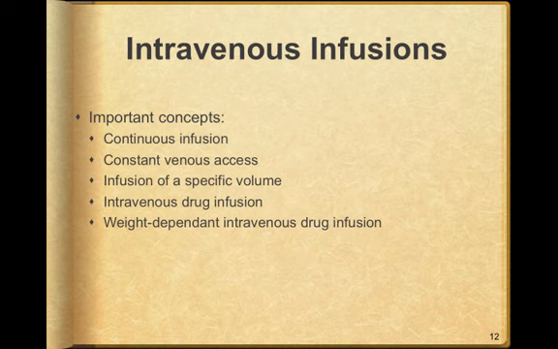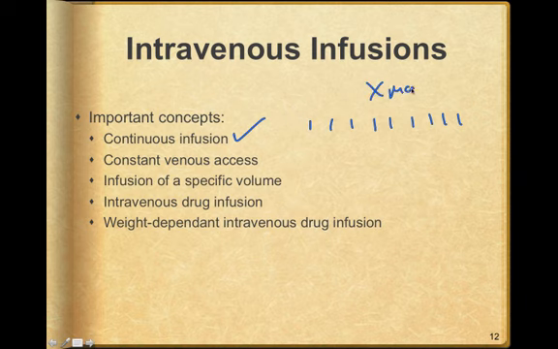Intravenous infusions. Important concepts. First one here, it gives a continuous amount of medication, a continuous infusion over time. So if we wanted to give them X amount of the drug per minute, a continuous infusion would be the easiest way to facilitate that. Constant venous access gives us access to their veins in case something goes bad or they get an untoward effect of the medication very, very rapidly.